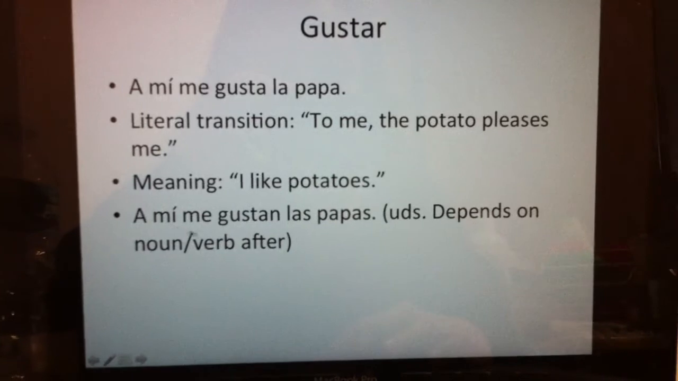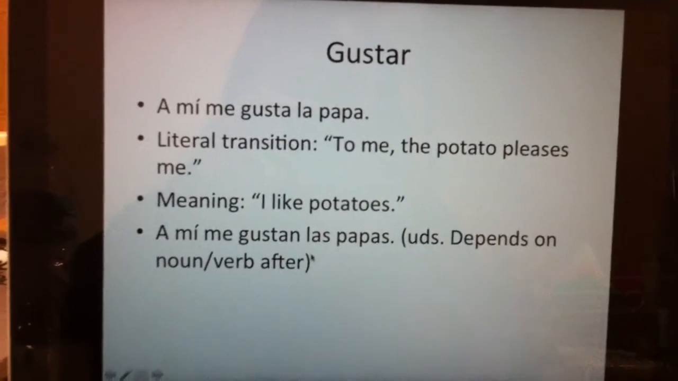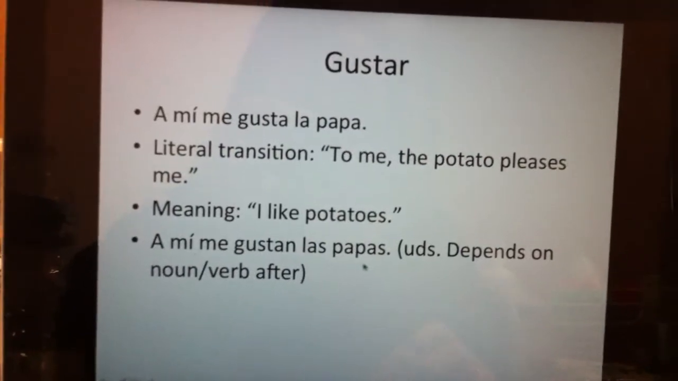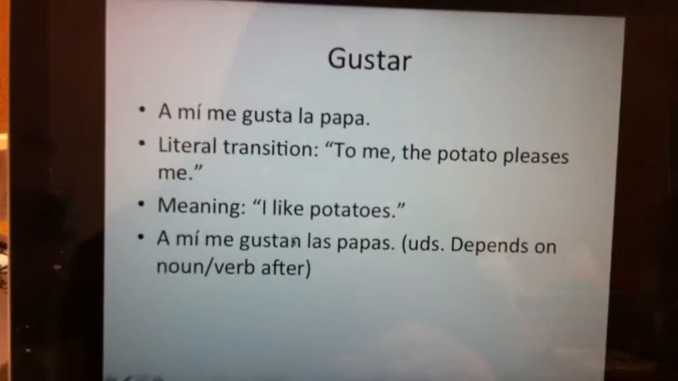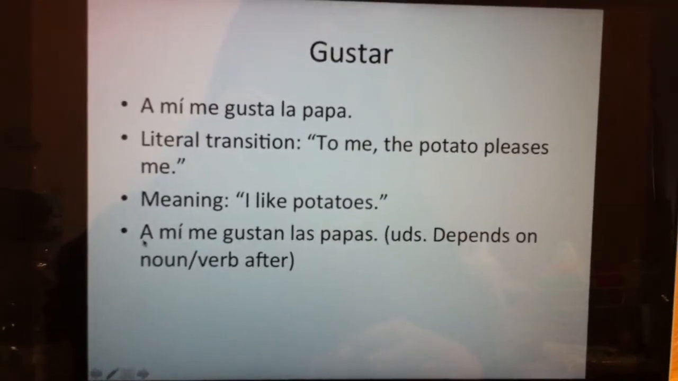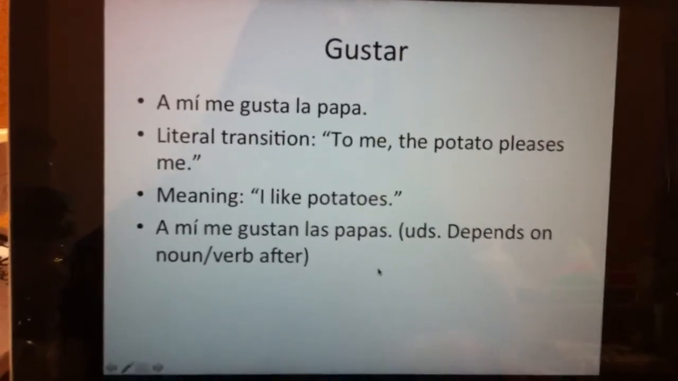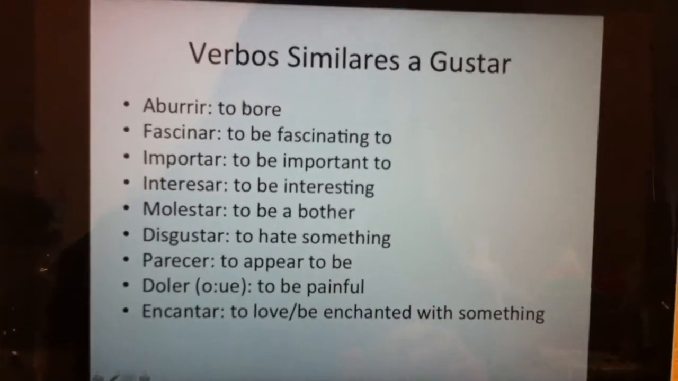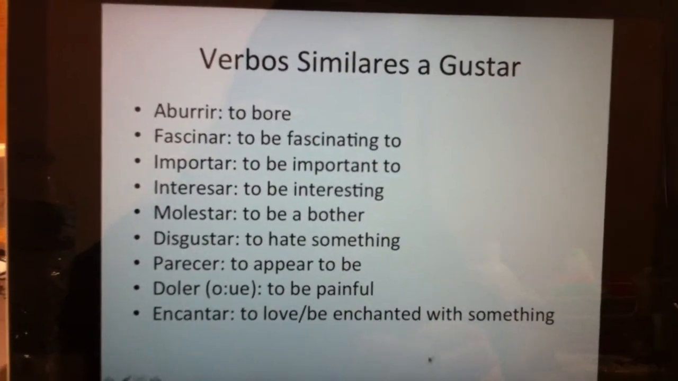And then also the plurality of the verb depends on the noun that it's referring to, or what pleases you. So instead of saying a mí me gusta la papa, it turns into a mí me gustan las papas if you want to say more than one potato. These are just a list of important verbs that are similar to gustar.